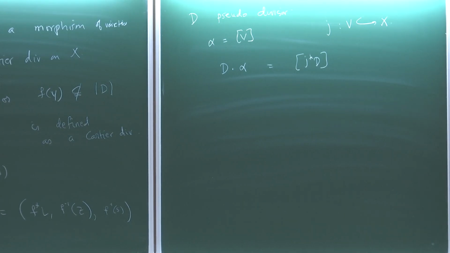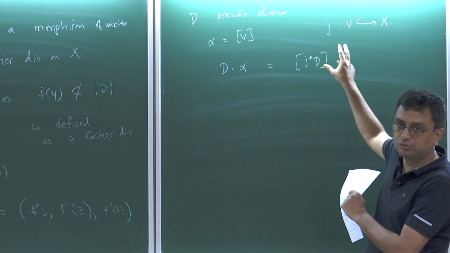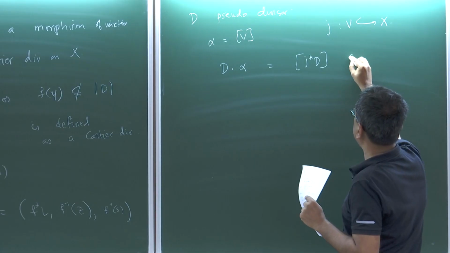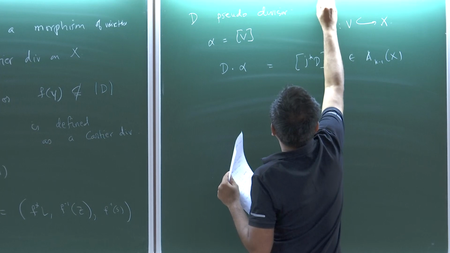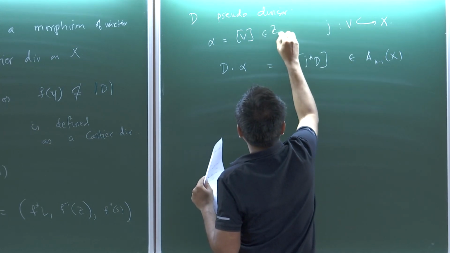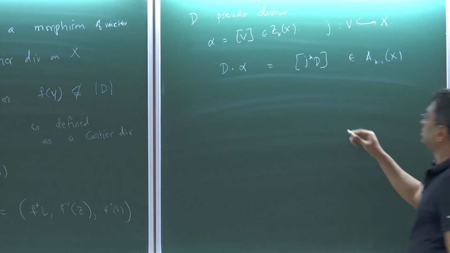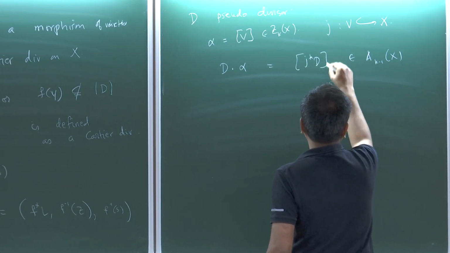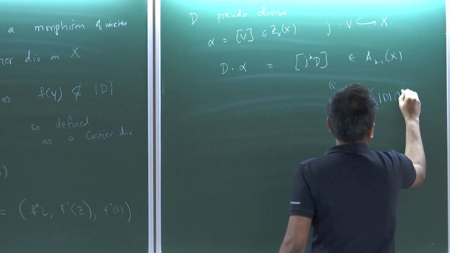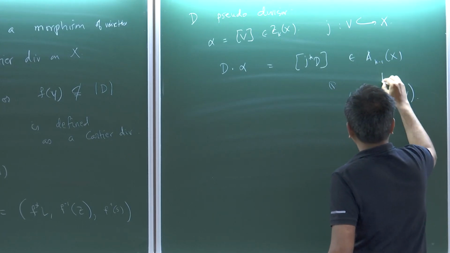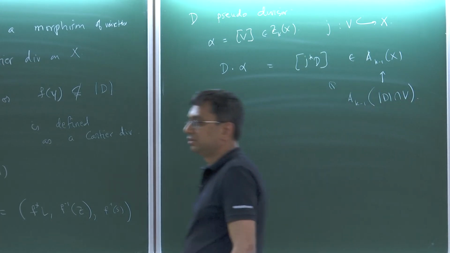If Z, the support of pseudo divisor, does not contain V. Otherwise, it is only defined in A_{k-1} of X. So this is in Z_k of X, right? So that is the point. One of the main things is that this is actually a well-defined class in A_{k-1} of support of D intersection V. And this maps to A_{k-1} of X. Okay, this finer thing we are going to use.